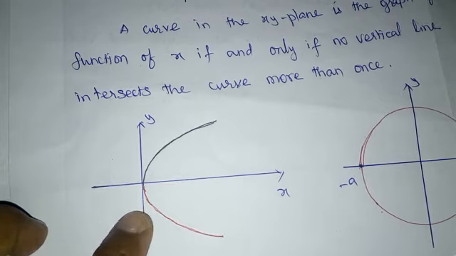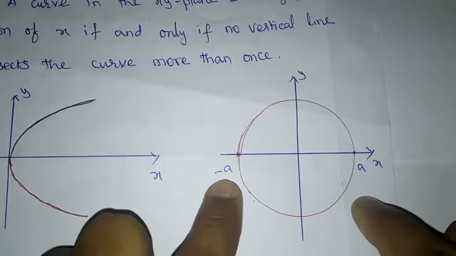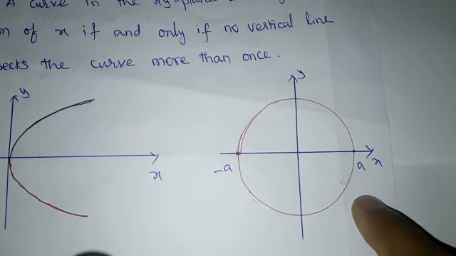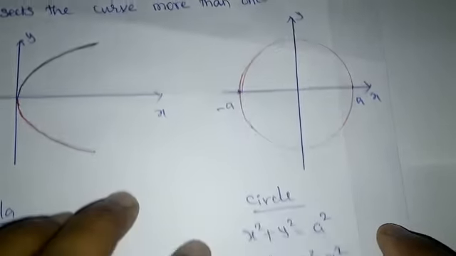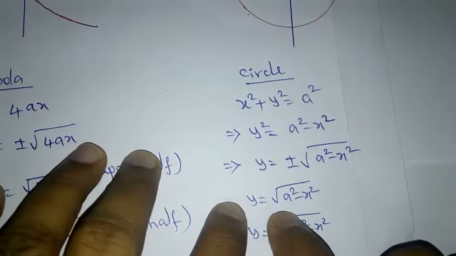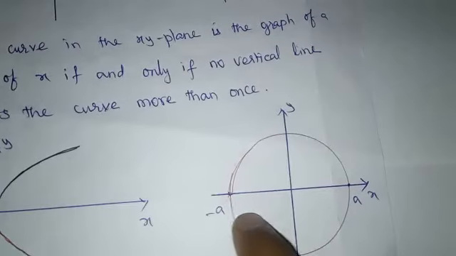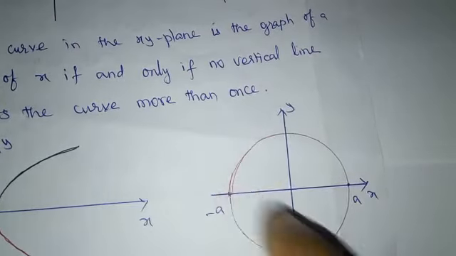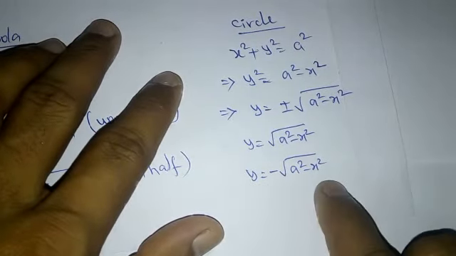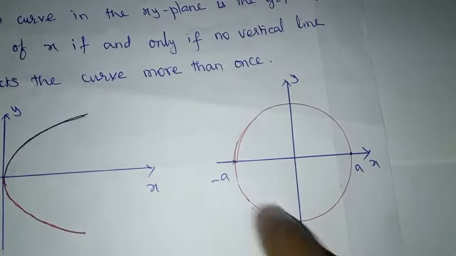In the same way, the circle is also a combination of two functions. One is given by y equal to square root of a squared minus x squared, which is the upper half of the circle, and another one is y equal to minus square root of a squared minus x squared, which is the lower half of the circle.